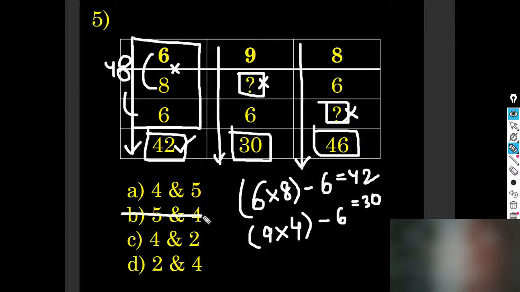Now we are left with two options. Next, the second question mark value. It is 8 into 6, which is 48. 48 minus what gives us 46? 48 minus 2 gives us 46. So the answer is 4 and 2, which is option C. Option C is the correct answer.